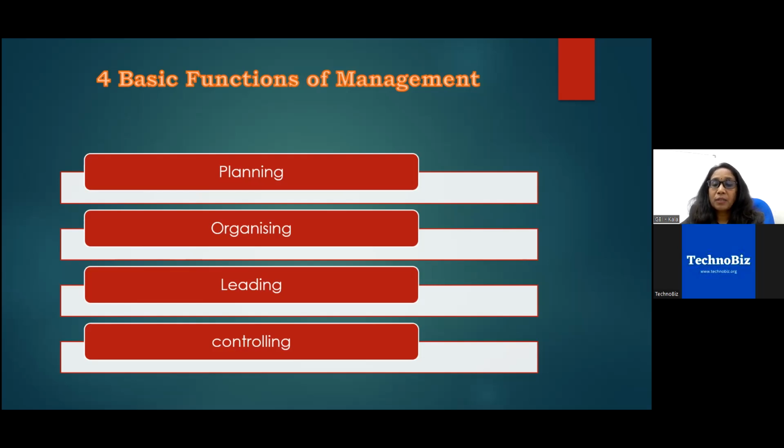The four functions I mention, planning, organizing, leading, and controlling, form a management process where each function builds on the previous function. To be successful, management needs to follow the four functions of management in the proper order. Okay, managers first need to develop a plan.